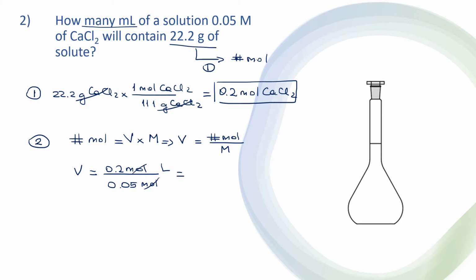and that is 4.00 liters, but they asked me in milliliters, so it's going to be 4,000 milliliters. Or if you want to express that with 3 significant digits like this one, I would put 4.00, 3 significant digits, times 10 to the third milliliters or centimeters cubed.